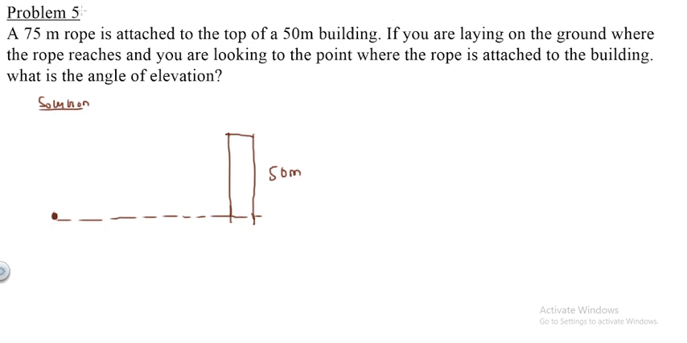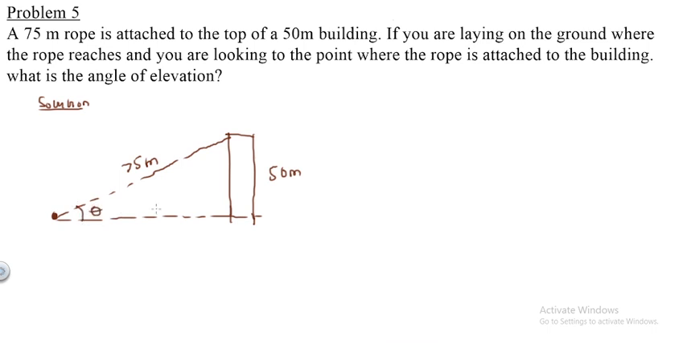This is you. We are told that a 75-meter rope is attached from the top of the building, that means from this point where you're standing to the top of the building. And then we are told that the total length of the rope is 75 meters. We are now told to find the angle of elevation. Remember, the angle of elevation is the angle above the line of sight. This is your line of sight. So this is the angle we are looking for, theta.